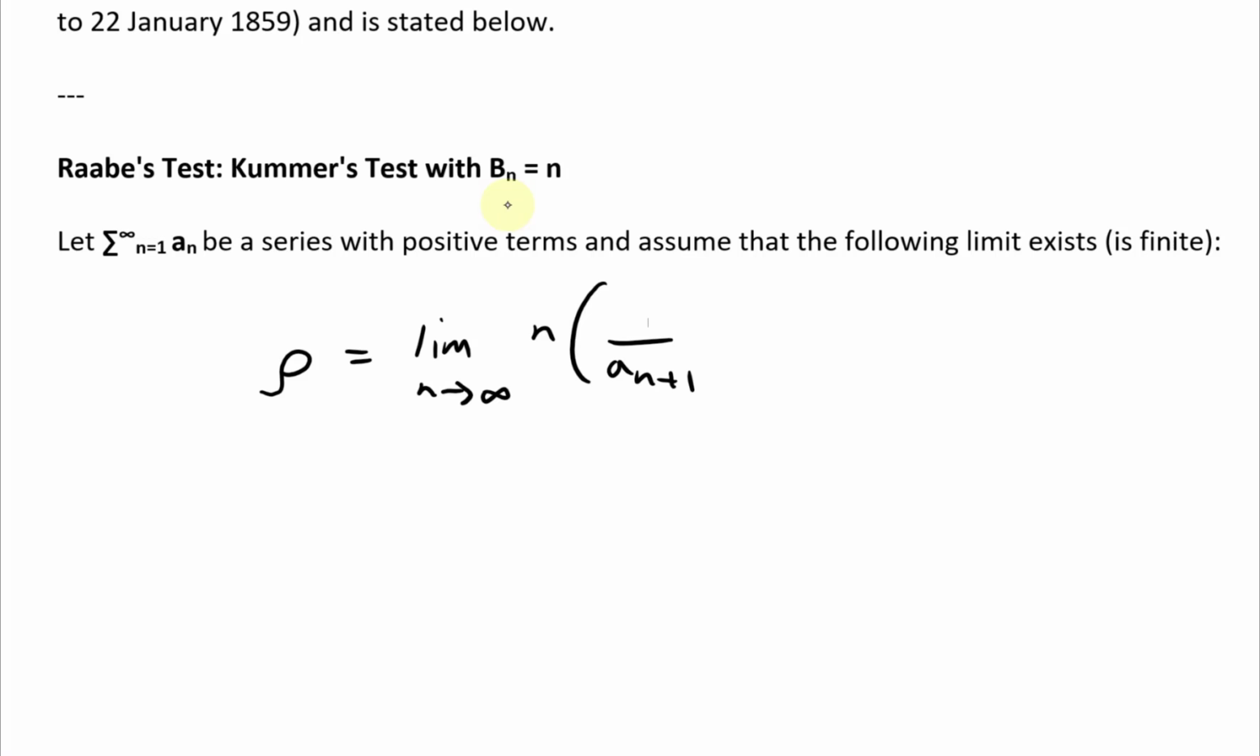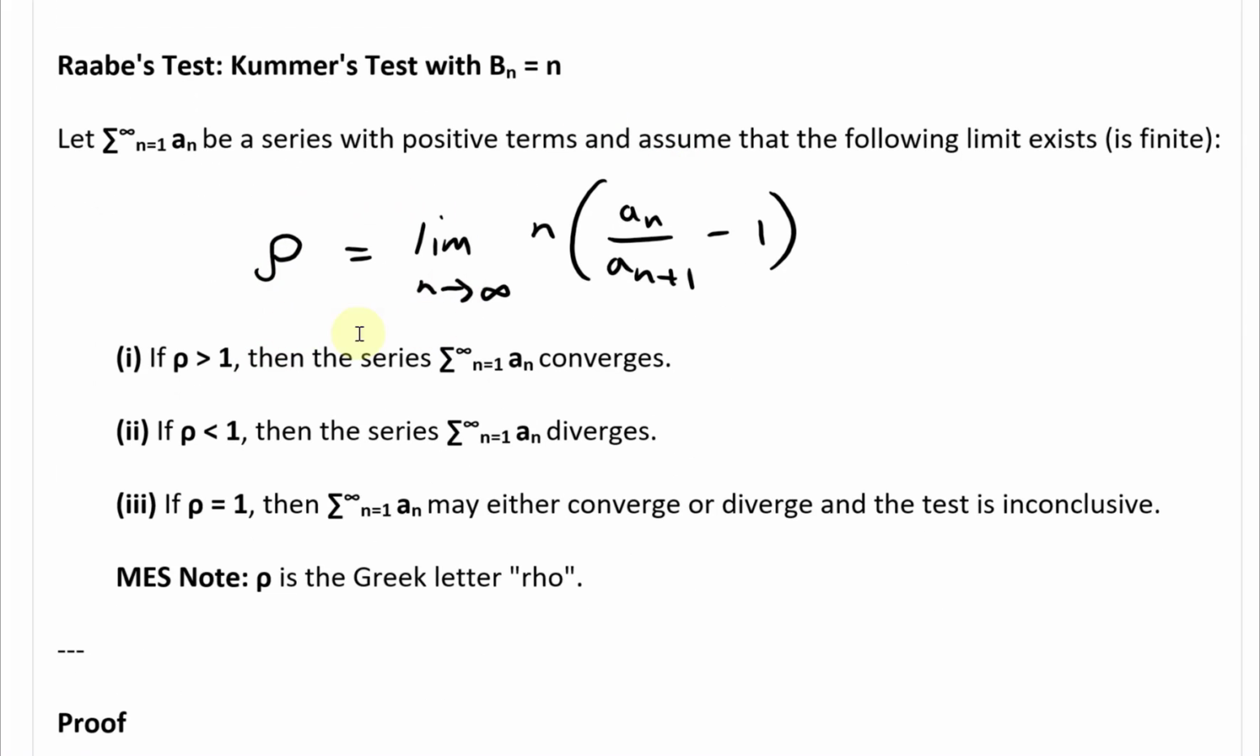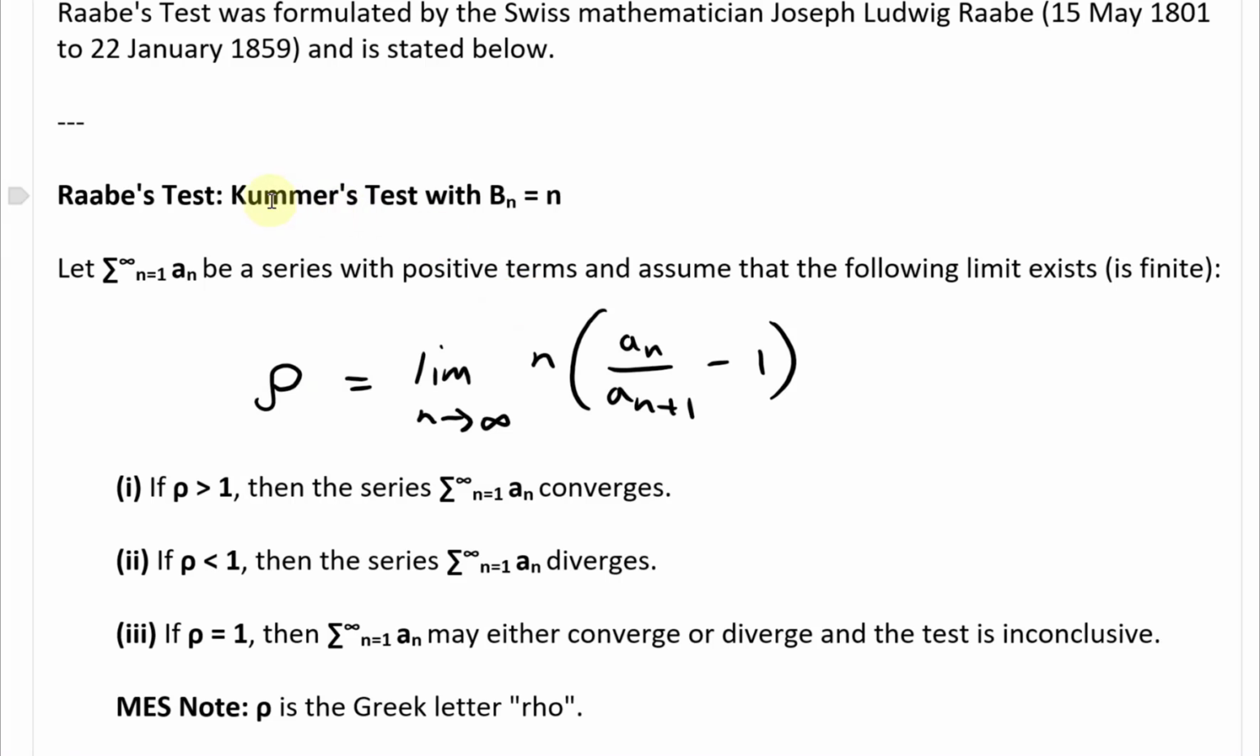And then minus 1. So yes, we have that n. If you multiply this n inside, you're just going to get n times an over an plus 1, and then minus n. But we just factor out the n like that. And I'll go over the proof of this. It's the same thing as Kummer's test.